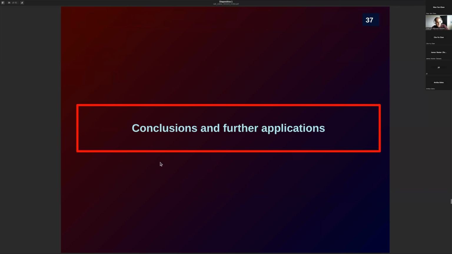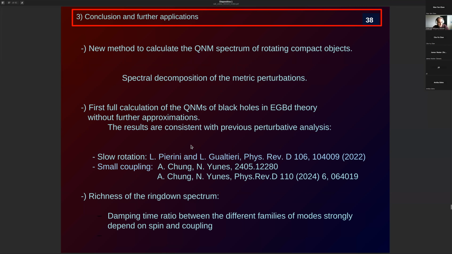So let me finish with some conclusions and further applications, and tell you a little bit more about what we are doing. So this is a new method to calculate the quasi-normal modes of rotating compact objects without further approximations. You don't need to consider a slow rotation or small coupling constants. In general, this method works for the full solutions that are typically numerical, right? And you don't need special gauges or anything. In principle, you can attack frontally the metric perturbations, or you can fix the gauge and play a little bit with that to try to optimize your numerics. But in general, it's agnostic on what gauge you use.